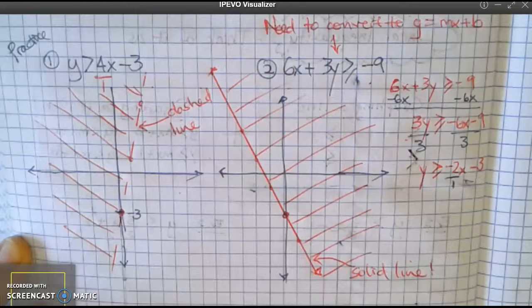Okay, so here is the worked out solution to the practice problems. I hope you got this. If you need any help, please come see me during study hall.